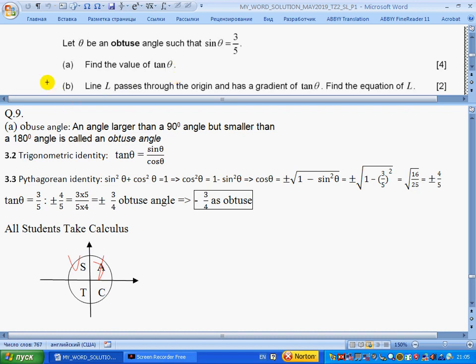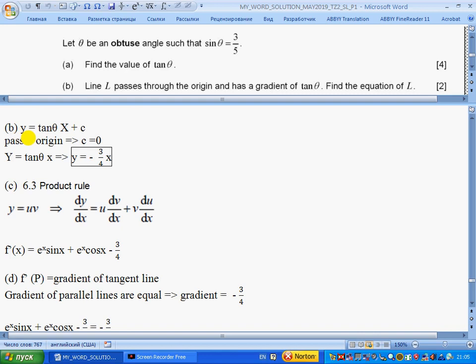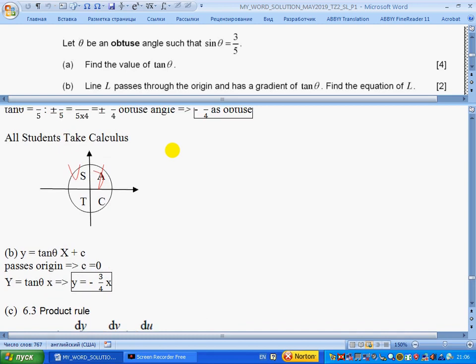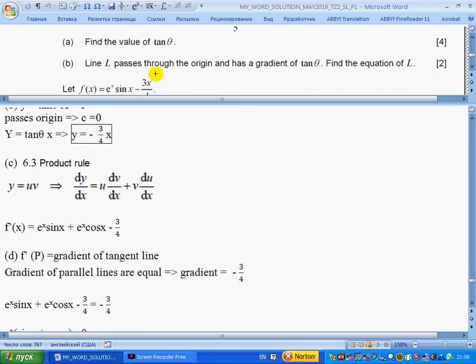B. Line L passes through the origin and has a gradient of tangent theta. Find the equation of L. The general form is y equals mx plus c. M is the gradient, so it is tangent theta. The constant c equals 0 because the line passes through the origin, so when x equals 0, y equals 0. So we get y equals tangent theta x. Tangent theta we found, minus 3 over 4. So this is the result, y equals minus 3 over 4 x.